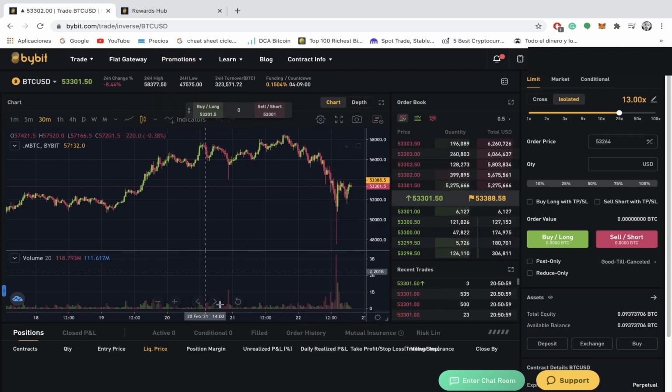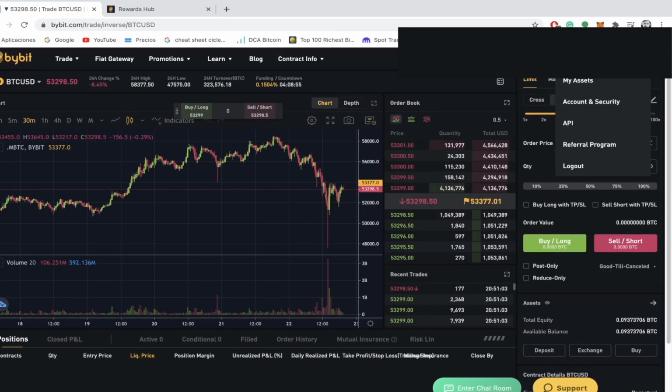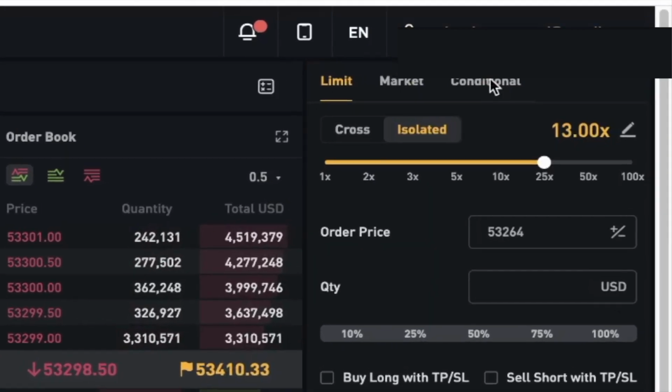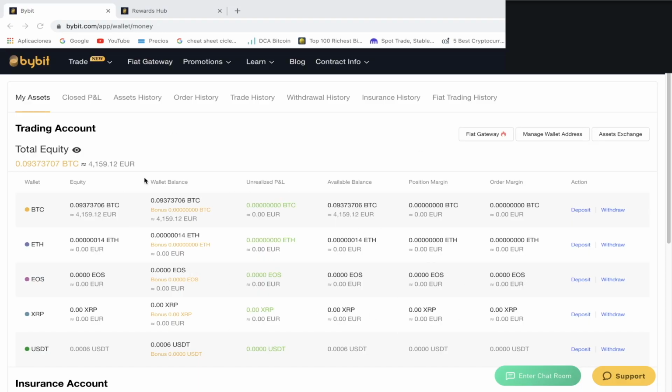Once you are in here, you want to deposit some funds. You will want to be depositing some Bitcoin or Ethereum, depending on what you want to trade. You'll have to go to the top right here where your email address is and go to my assets. This is going to be your trading account. You will have your total equity here. You have BTC, Ethereum, EOS, XRP, and US dollar Tether. I already have some Bitcoin deposited.